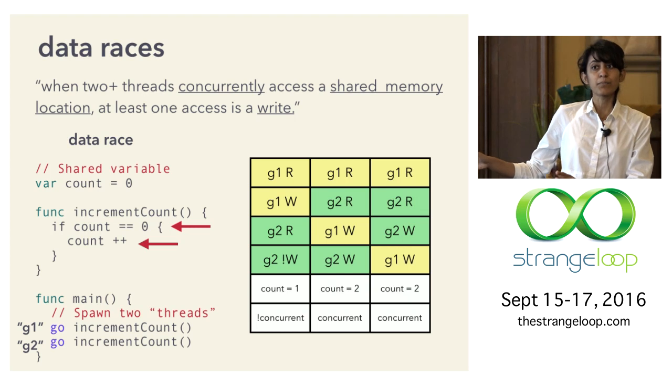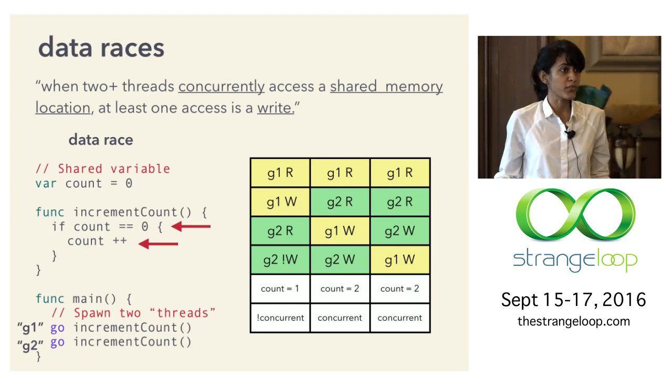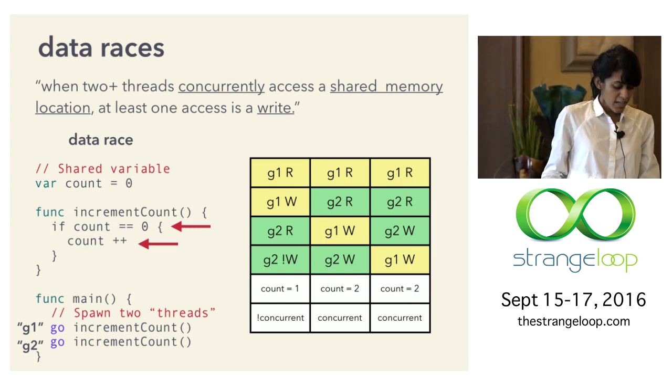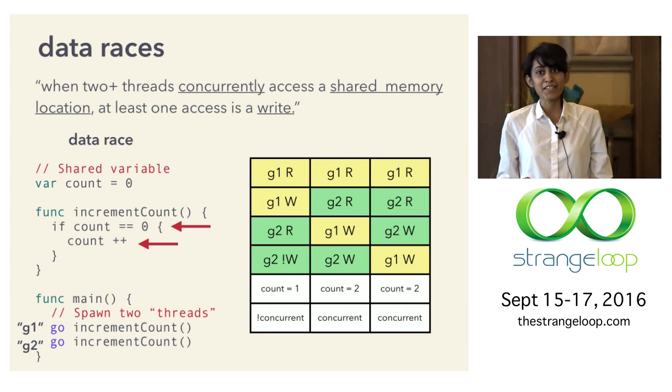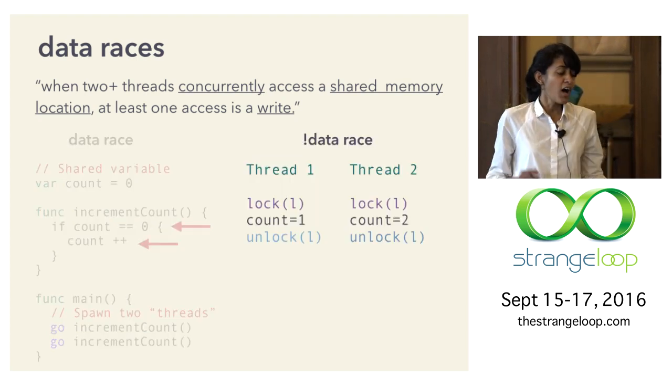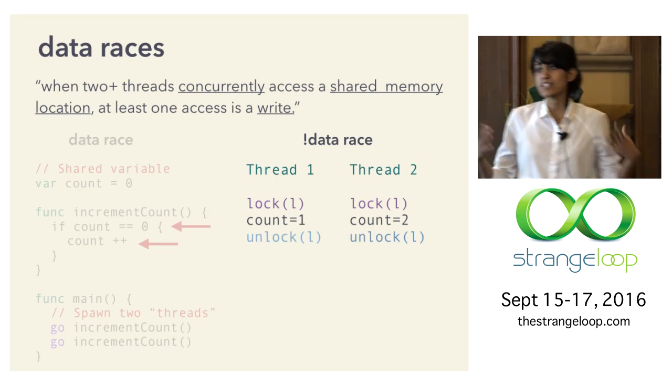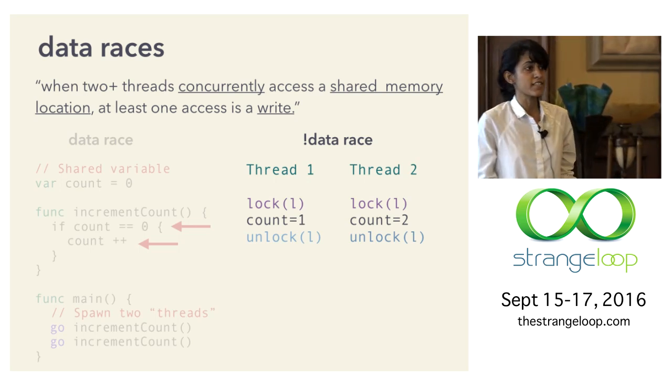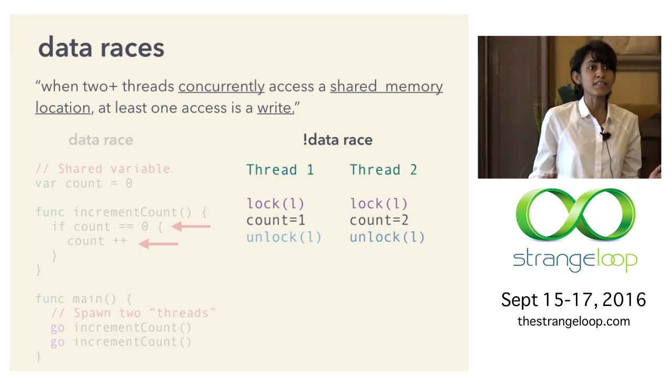Now, this simple example is going to be a running example for the rest of the talk. Now, what's not a data race? A race condition. It's a common misconception that data races and race conditions are the same thing, but they are not the same thing.